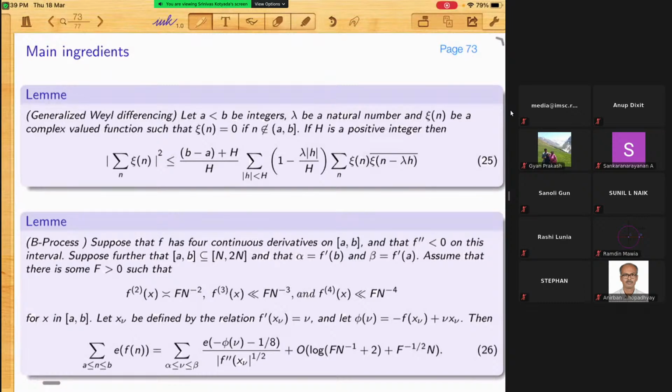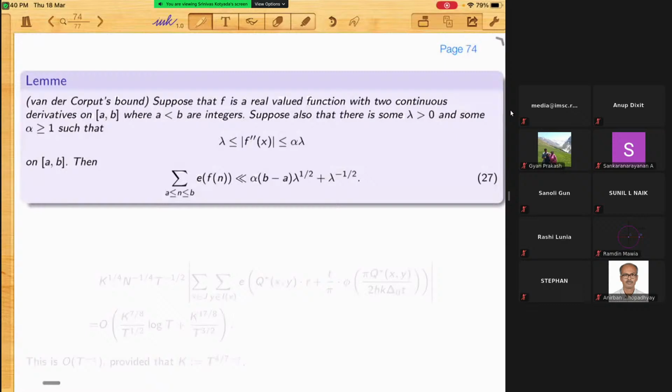This is Weyl differencing. So this rearranges the sum in a more amenable way. And then the B process, we have used the B process. So the Weyl shift reduces the original sum to a more tamely oscillating one. Of course, at the cost of loss of some accuracy, but we have managed to do that. And then van der Corput's lemma. This is the one we have used in the other parameter.